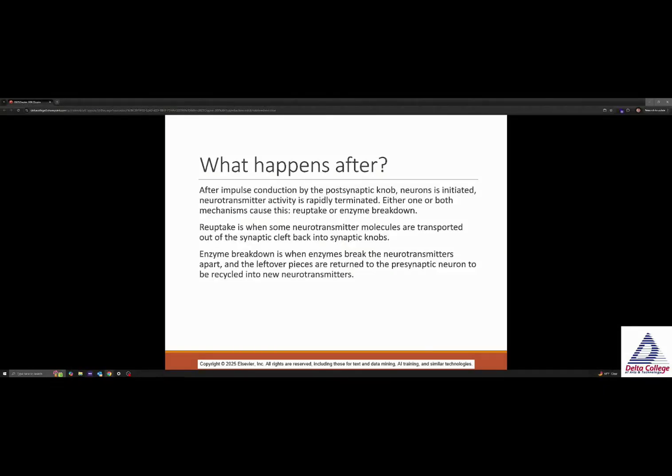So what happens after impulse conduction by the postsynaptic neurons is initiated? Neurotransmitter activity is rapidly terminated, and either one or both mechanisms cause this: either reuptake of the neurotransmitter or enzymes that break down the neurotransmitter. Reuptake is when some neurotransmitter molecules are transported out of the synaptic cleft back into the synaptic knob. So it just sucks it back up into the knob. Enzyme breakdown is when enzymes break the neurotransmitters apart and the leftover pieces are returned to the presynaptic neuron to be recycled into new neurotransmitters.